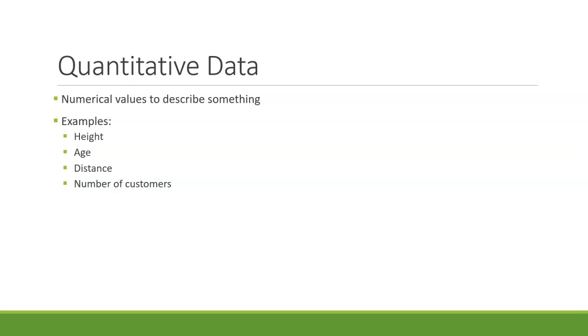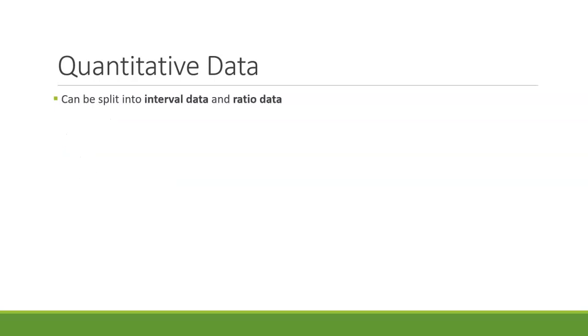Let's talk about quantitative data. So these are numerical values to describe something. It's probably what comes to mind first when you think of data and when you think of statistics. It's just a bunch of numbers. This could be the height of someone, age, distance, number of customers that a company has. These are all examples of quantitative data. Now, quantitative data can be split into two different subcategories. We have interval data and we have ratio data.